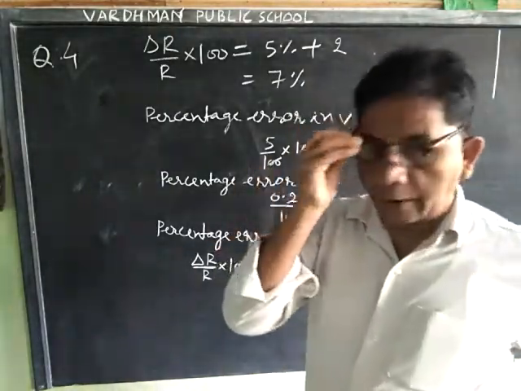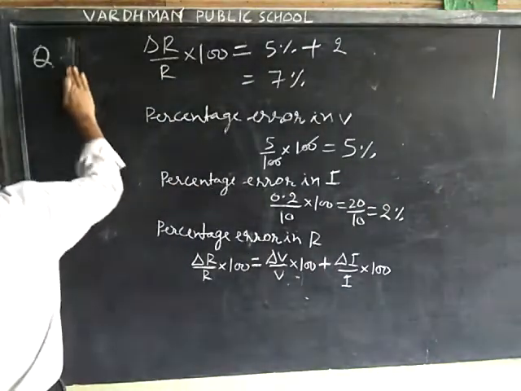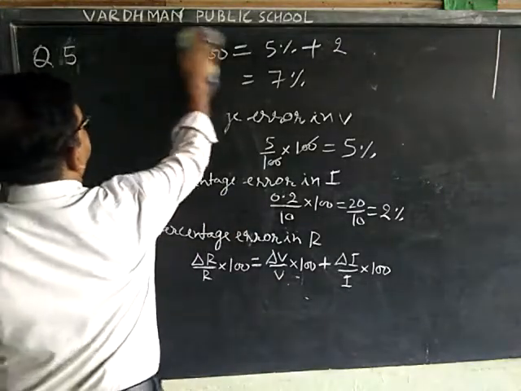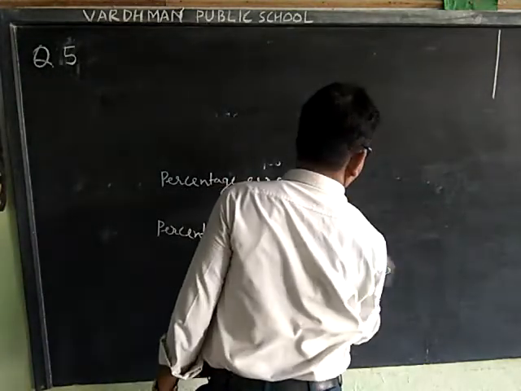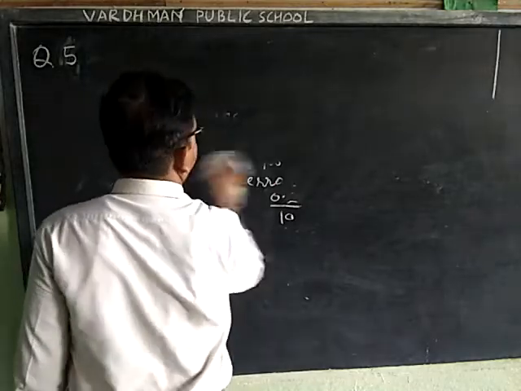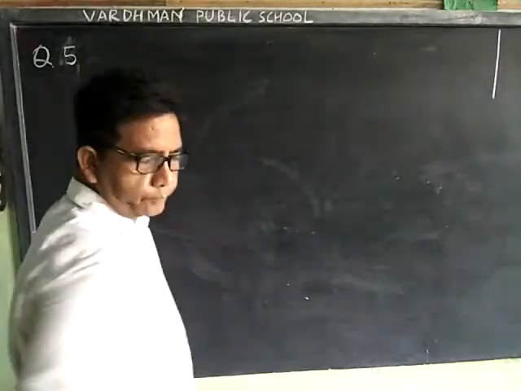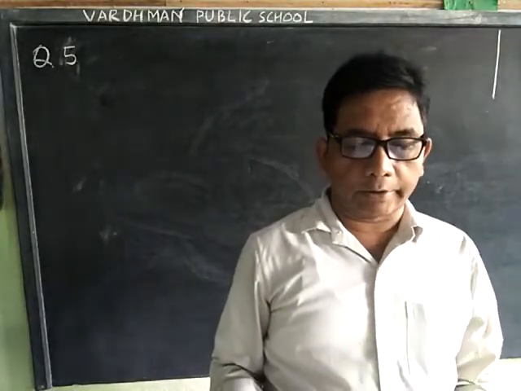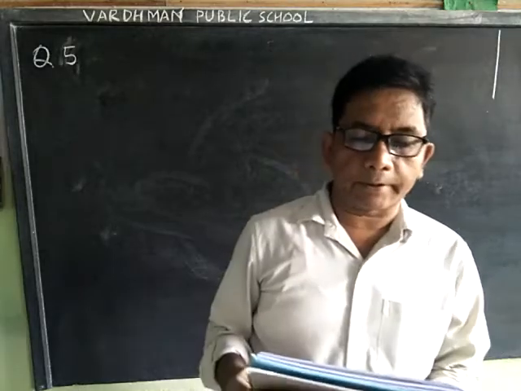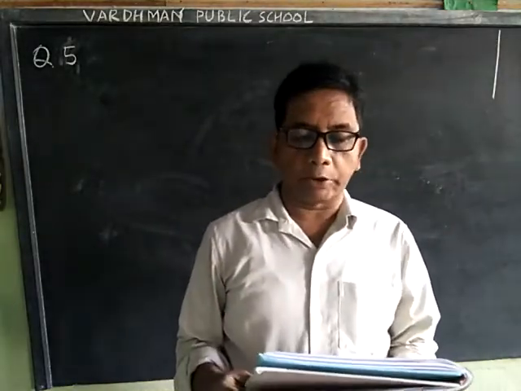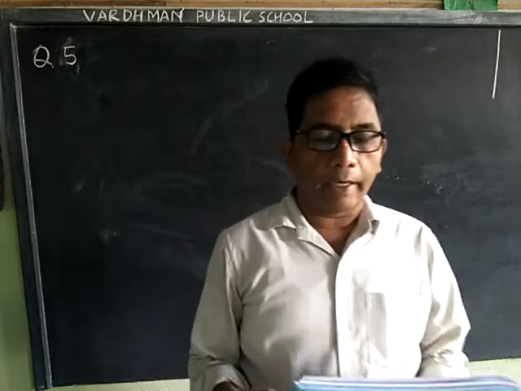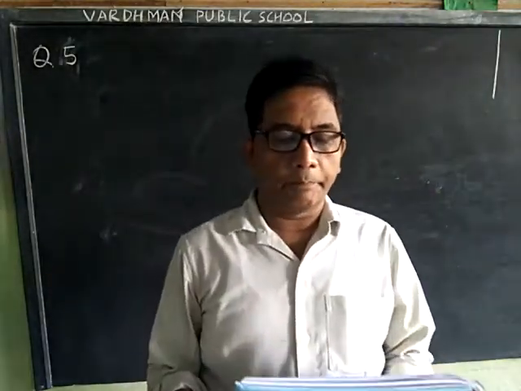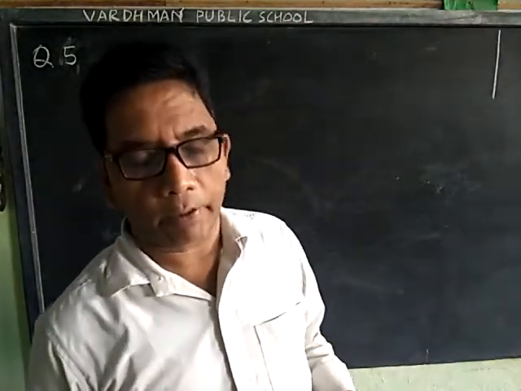Now we will solve the next question, question 5. If the errors involved in the measurements of a side and mass of a cube are 3% and 4% respectively, what is the maximum permissible error in the density of the material?